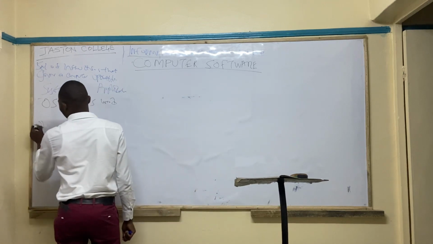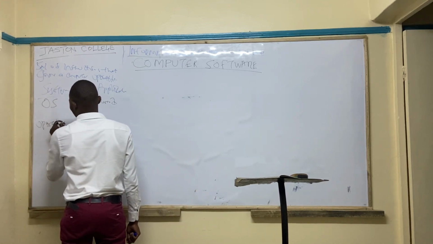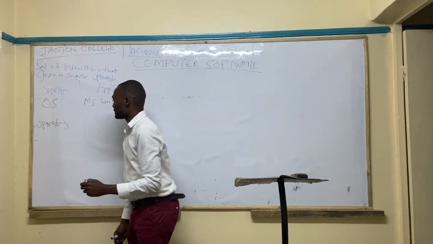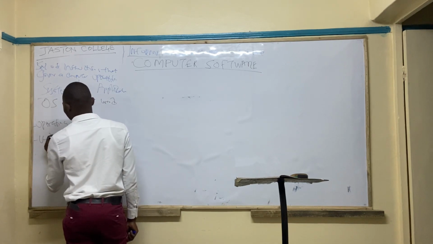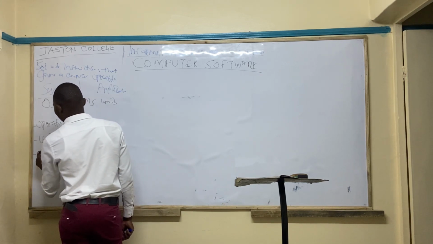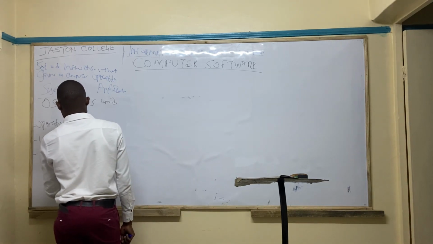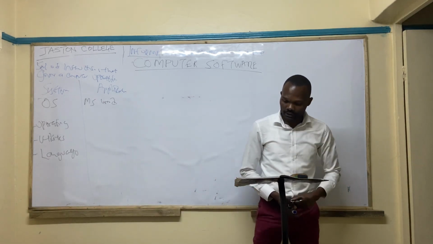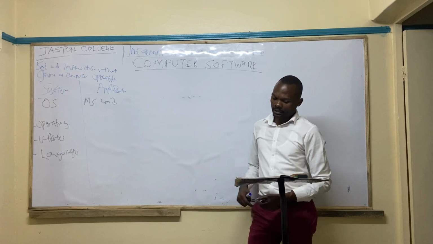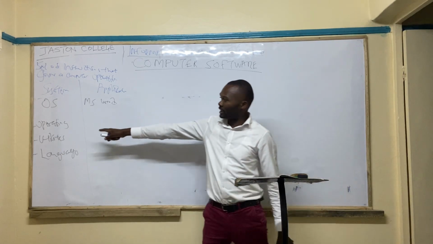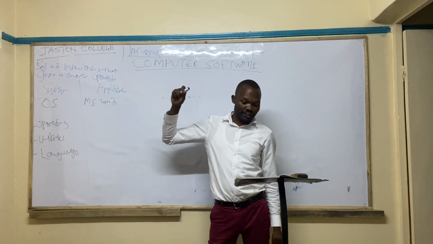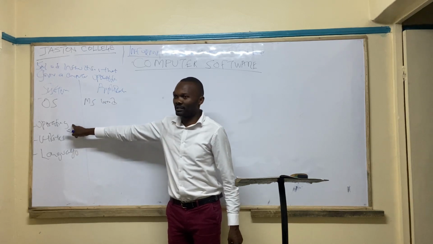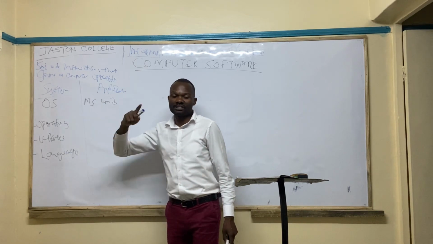So we have operating system, then we also have utilities, and then we have language. The operating system, as we said earlier, is in charge of all the activities of the machine. All these must be put on top of this. It is the infrastructure that allows the machine to operate.